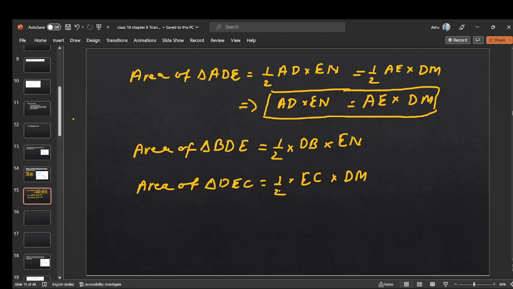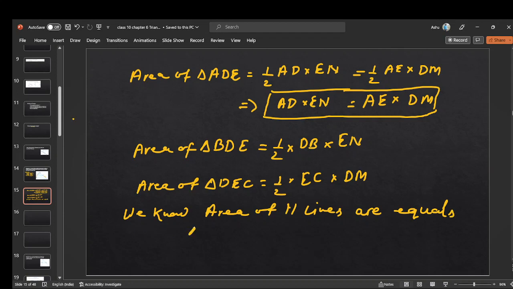Clear? Now we know the areas of triangles between the same parallel lines are equal. Clear? So the area of triangle BDE is equal to the area of triangle DEC. Clear?